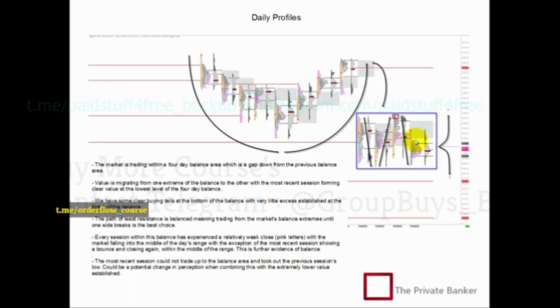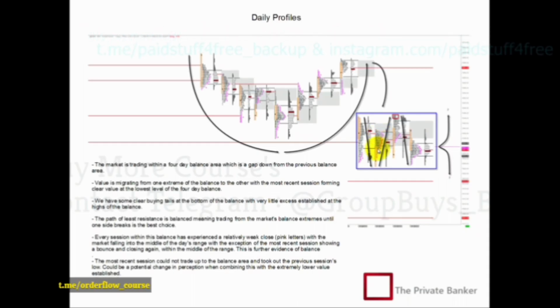We can also see that every session within this balance has experienced a relatively weak close, which is highlighted with the pink lettering, with the market falling into the middle of the day's range, with the exception of the most recent session showing a bounce, or the buying tail right here, and where we just closed in the middle of the range. This is further evidence of balance, of course. So no breakout here, the market falls right back into the middle of balance. Same here, buying tail comes up to our previous profile's volume point of control, and really could not trade above that, and just falls back and closes at the value low from the previous session.